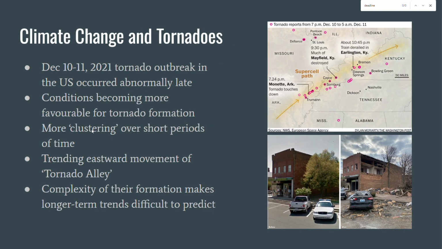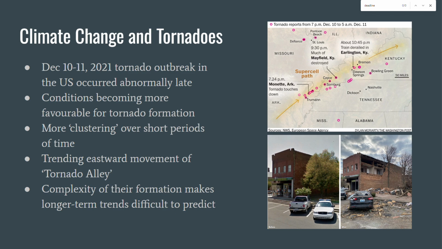Now, climate change and tornadoes. From December 10th to 11th, 2021, a tornado outbreak in the US occurred abnormally late. Conditions became more favorable for tornado formation, and there was more clustering over short periods of time.